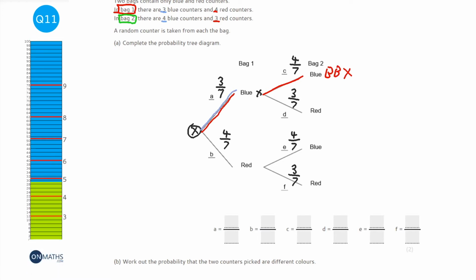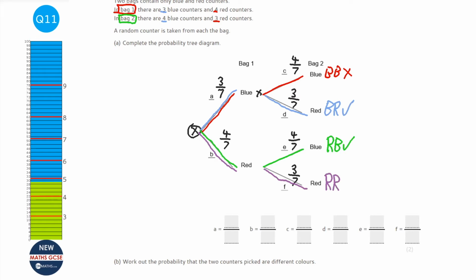So if I pick a blue and then a red, well, that's a blue and then a red. So we want that one. Let's start going down here. So I pick a red from bag 1 and then a blue from bag 2. Well, that's the one we want. And let's try the last one. So a red from bag 1 and a red from bag 2. Well, they're not different colours. So it's these middle 2 we're interested in. It's that one and that one.